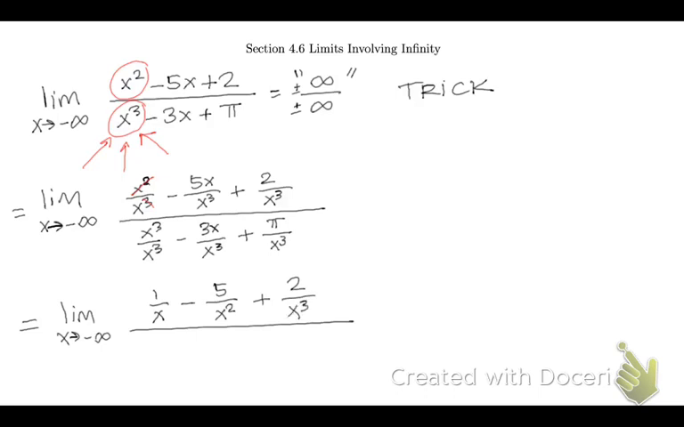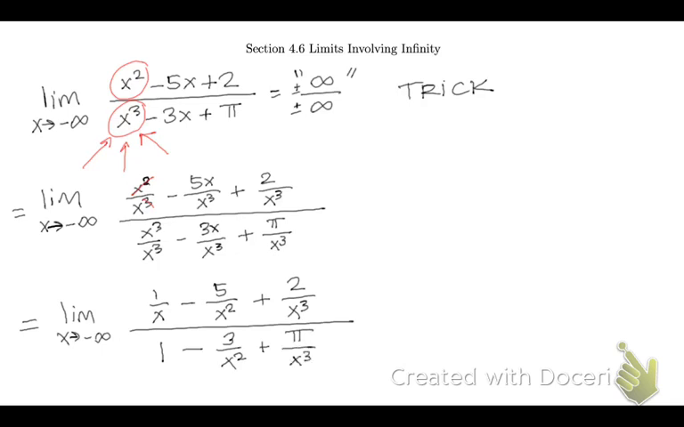Okay, so I'm just reducing all these fractions. On the bottom, I have x cubed over x cubed. It's going to be 1. Same thing for the x over x cubed. That's going to be 3 over x squared. And then our friend pi over x cubed.